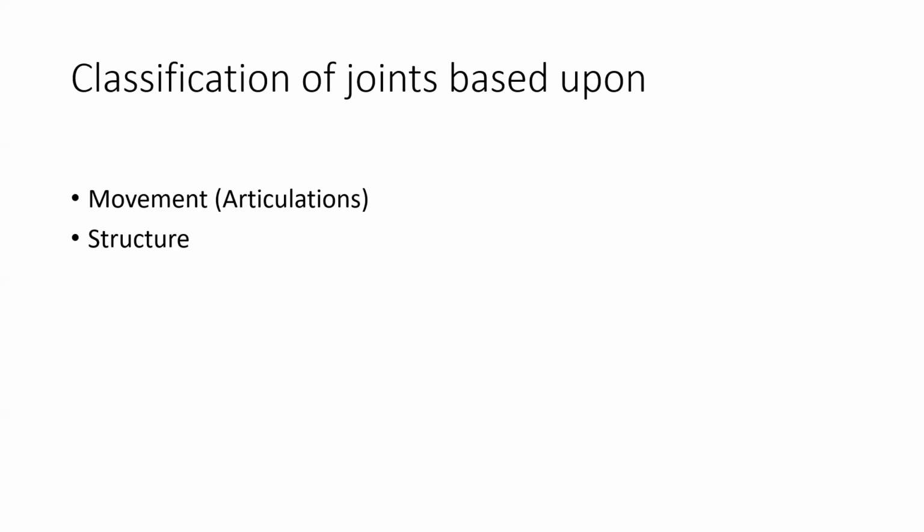are they a freely movable joint like our knee, doing stuff like that? Or is it an immovable joint like the sutures of our skull? Is it a slightly movable joint like we have at the pubic symphysis? So we can classify our bones by movement and also by structure. What kind of structure are they made of? Are they going to be a cartilaginous joint? Are they going to be a fibrous joint? Or are they going to be what we call a synovial joint?